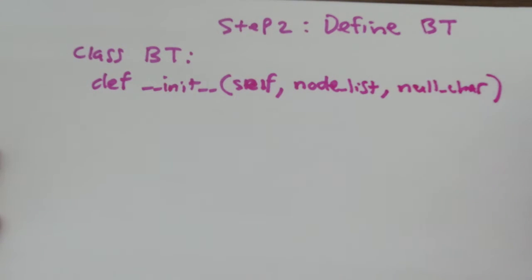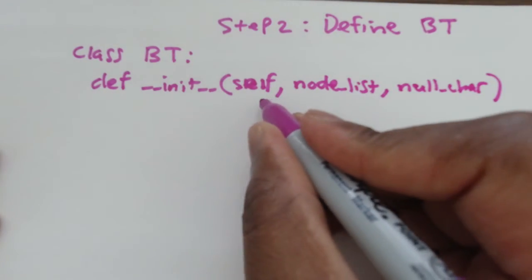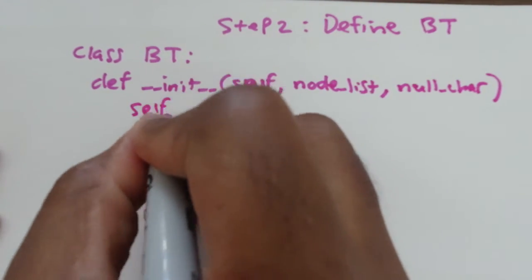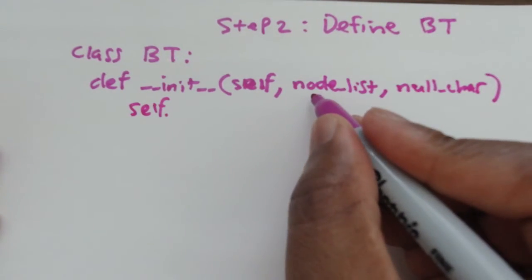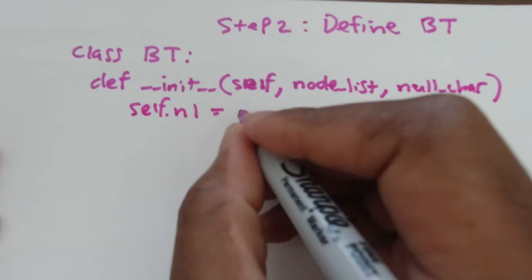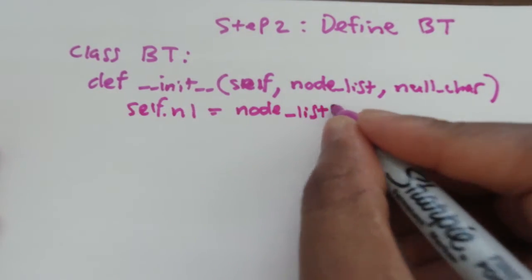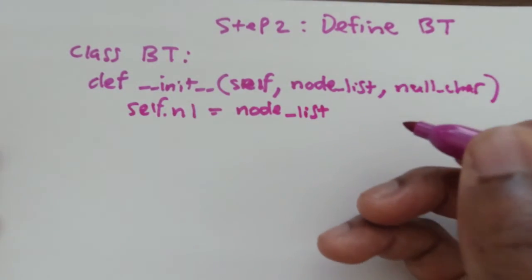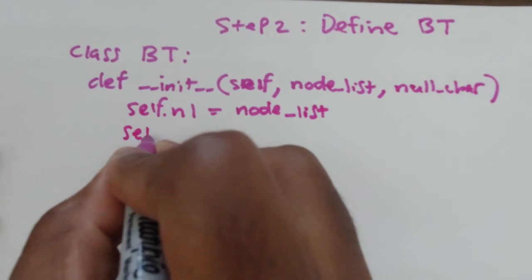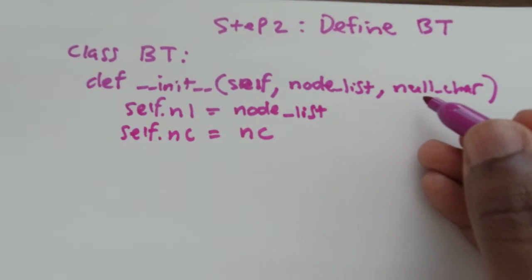Now that we have this, we have to define the attributes of this object based on the input that we have here. So we'll do self dot, and I'm going to call node list just NL for short. So self.nl is equal to whatever we take in as the node list. And do keep in mind this node list is the post order that we're taking in as the input. And then we'll do self.nc for the null character. It's equal to whatever we have for the input as well.